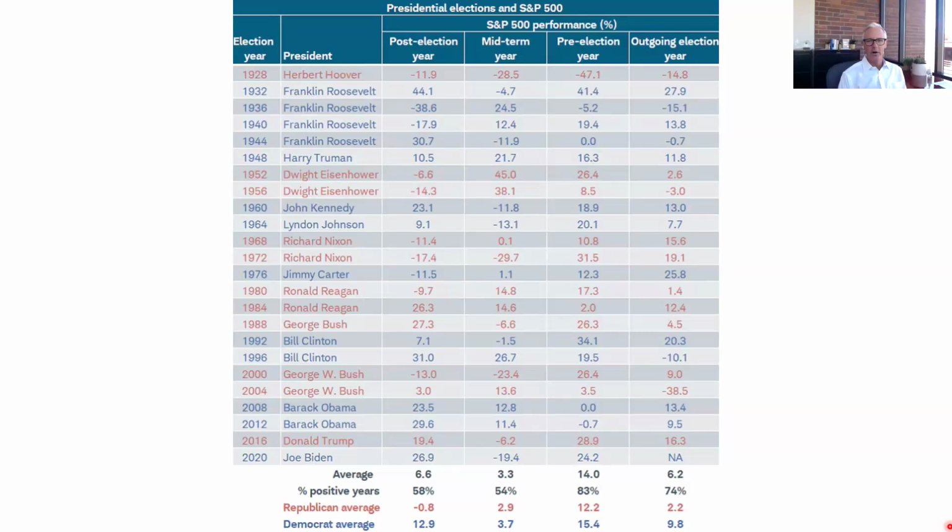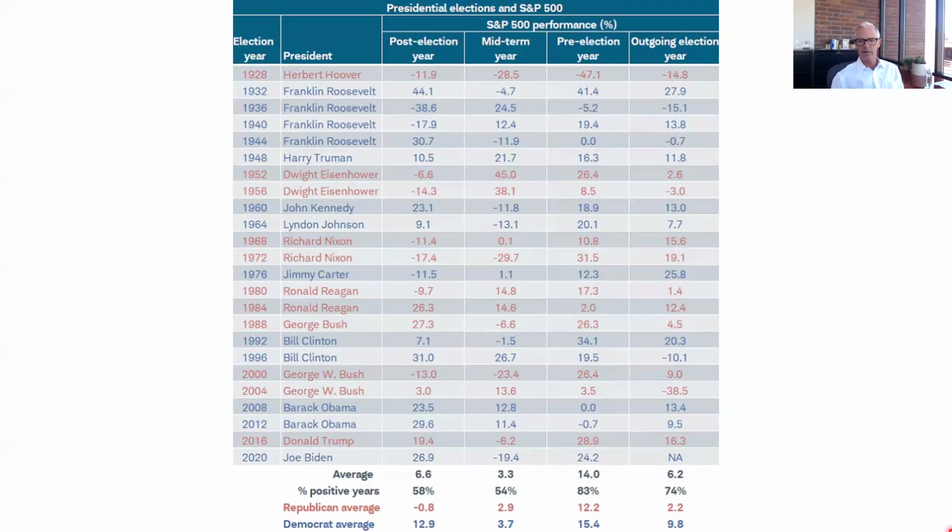Okay. A lot of numbers here, but basically this is showing returns for the first year of a presidency, the second year, the year right before the election year, and then the election year. A lot of busy numbers, but this is the bottom line: the best year, historically, is the year leading up to a presidential election. You can see the average return has been 14%. The worst year is the second year of a term.